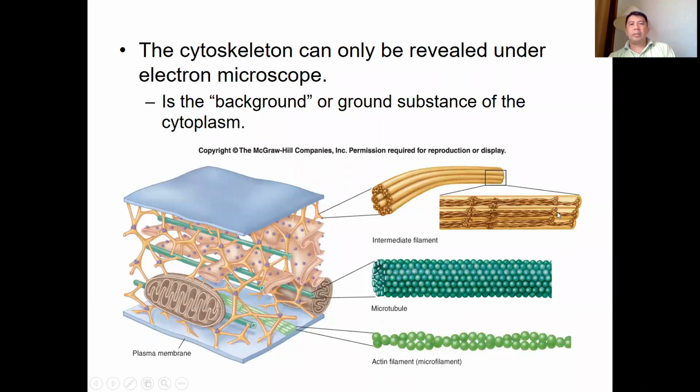The cytoskeletons can only be revealed under an electron microscope. It is the background, or we call it the ground substance of the cytoplasm. So there are three types of cytoskeleton: intermediate filament, microtubule, and actin filament.